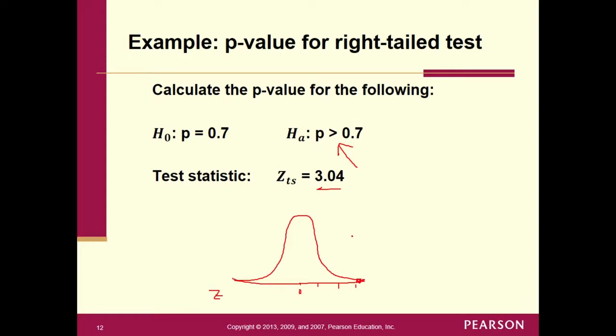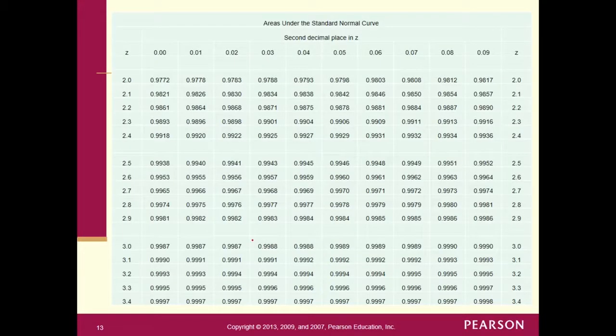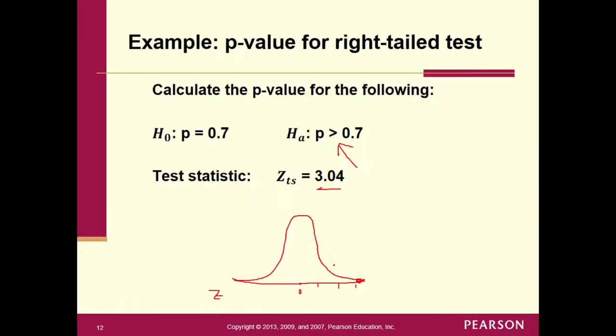Remember the table's always giving us less than. So when we look up 3.04, here's 3.0, here's 0.04. We see where that comes together. We get 0.9988. And so 0.9988 is this stuff in here. So what do we have to do? We have to take 1 minus that. So 1 minus 0.9988, we get 0.0012. There's our p-value.